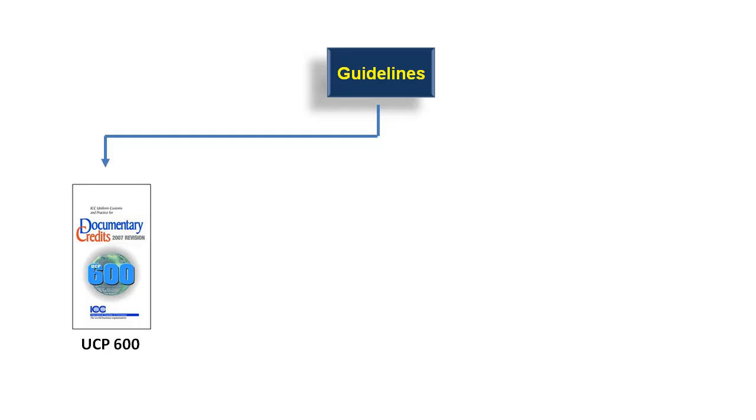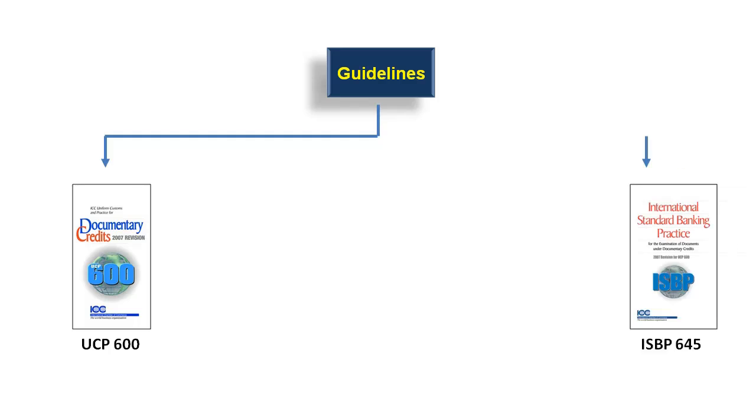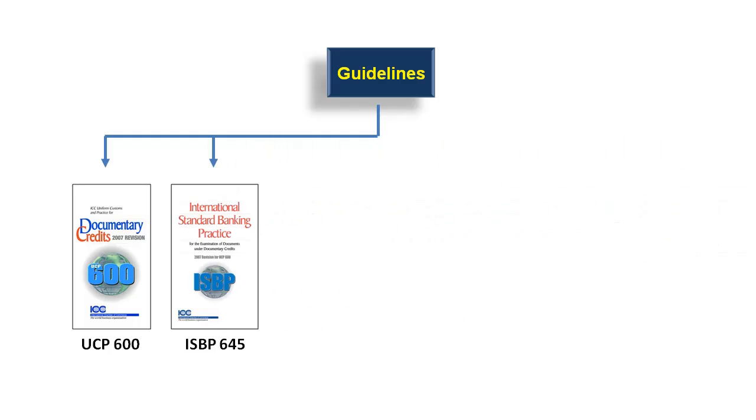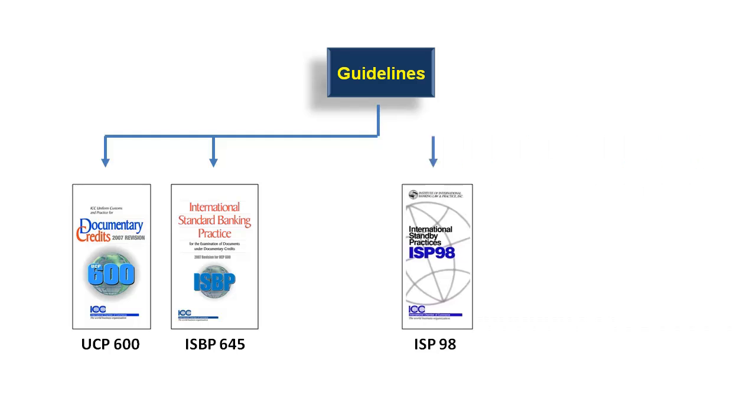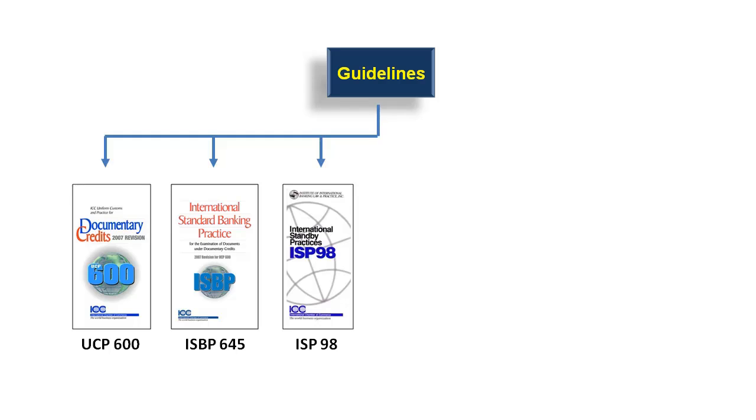The second guideline that governs the operation of LC is International Standard Banking Practice, or ISBP 645. The ISBP 645 provides checklists of procedures in examining the documents presented under LC in addition to UCP 600. The third one is International Standby Practices, or ISP 98.